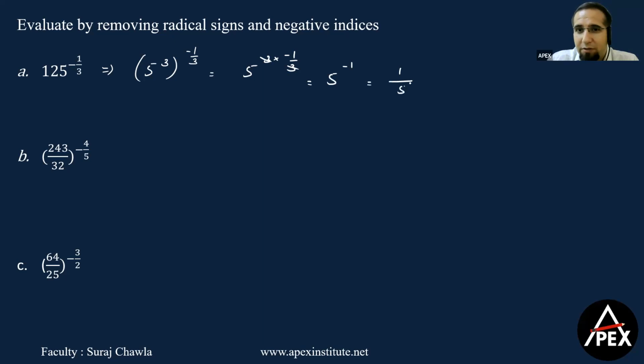Now 5 to the power minus 1 is nothing but 1 by 5. So here we are applying a to the power m within brackets n gives us a to the power m into n.